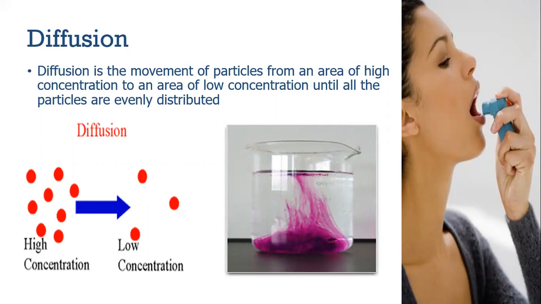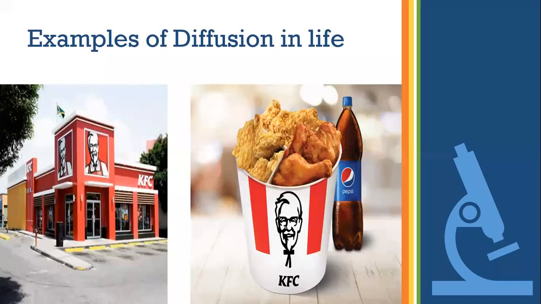All right. Diffusion also happens when somebody sprays their perfume and you're able to smell it. That's diffusion. On the right, you're seeing somebody with an inhaler. Diffusion happening there. All right. Now, examples of diffusion. This is my favorite one.